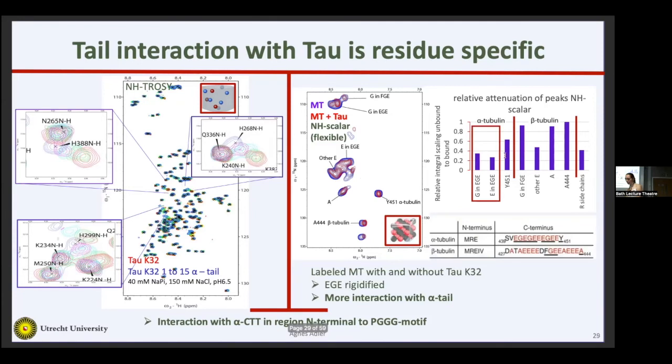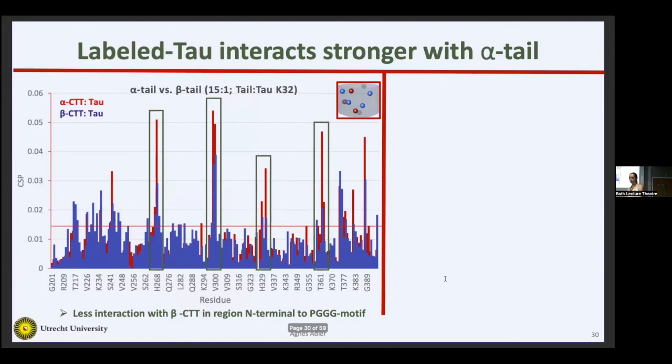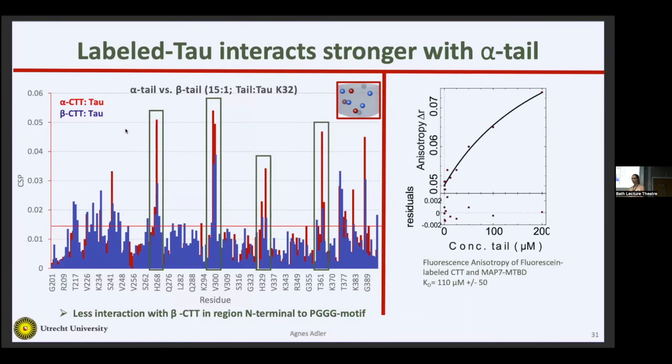So yes, especially in the EGE motif of this tail. For the beta tubulin tail, there seems to be some decrease, but it is not as prominent. So therefore, we assume there might be more interaction with the alpha tail. That is also in line with what we see in our solution state titration, where we get stronger shifts for the alpha C-terminal tail. The binding affinity for this interaction seems also to be in the higher micromolar range.